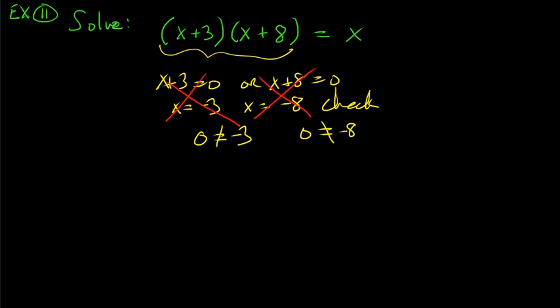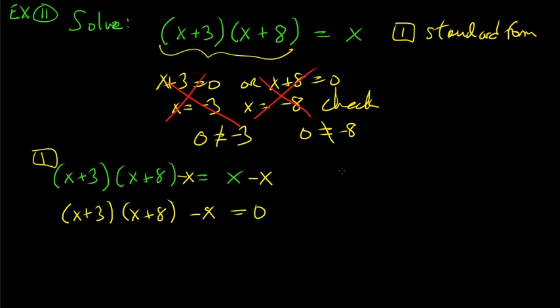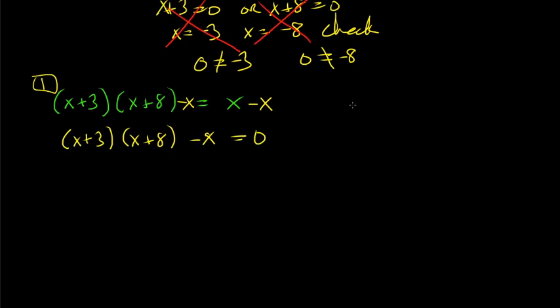Okay. So again, you just have to follow this step by step. We need this in standard form. So let me write it down again. x plus 3 times x plus 8 equals x. Standard form means it has to equal 0. So let's subtract x from both sides. This is our step 1 here: x plus 3 times x plus 8 minus x equals 0. Now it equals 0. Now it's in standard form.